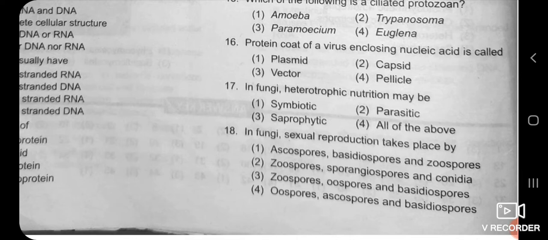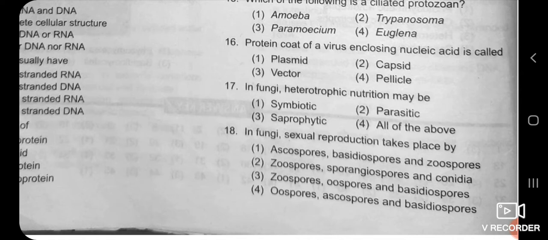Now the next MCQ: in fungi, sexual reproduction takes place by. We have seen that there are three types of spores in fungi: oospore, ascospore, and basidiospore. These are the three types of spores found in fungi during sexual reproduction. So the correct answer of this MCQ is the fourth one.